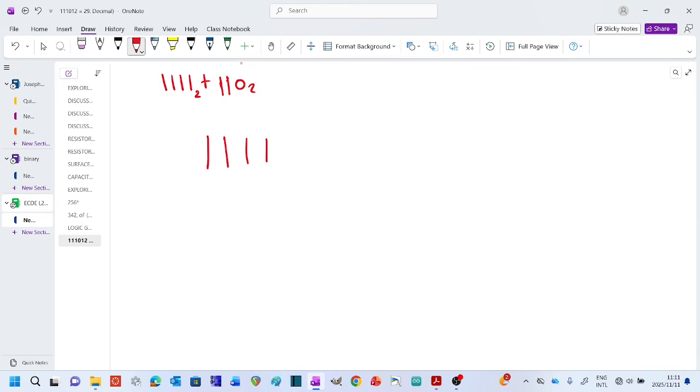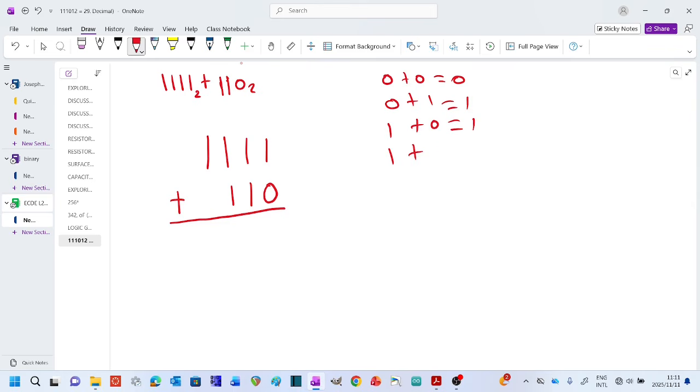1111 plus, we're going to start with the last digits, 0 1 1. The reason we're doing that is we want to align the last digit of the second number with the last digit of the first number. You can see there's empty space there. Our rule still remains the same: 0 plus 0 is 0, 0 plus 1 is 1, 1 plus 0 is 1, and 1 plus 1 is 0, carry 1.